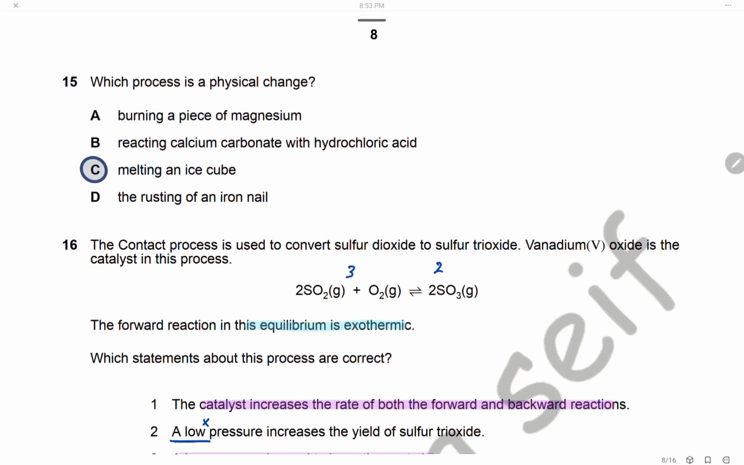Question 15. Which process is a physical change? Burning, of course, burning is a chemical change. Reacting calcium carbonate with acid, also a chemical reaction. Melting an ice cube to produce water is a physical change, so the answer is C.